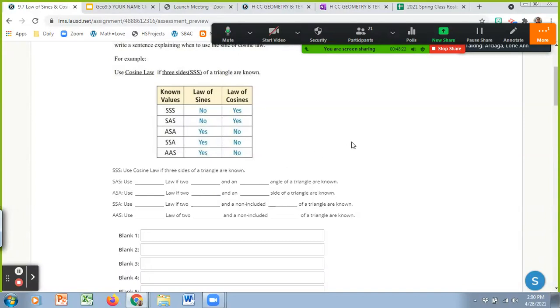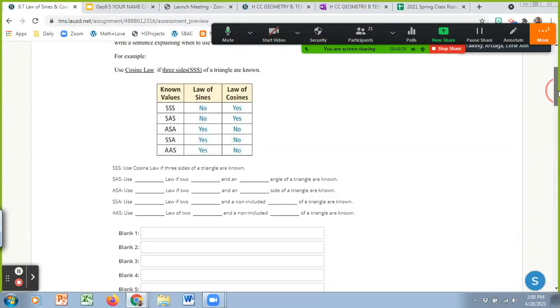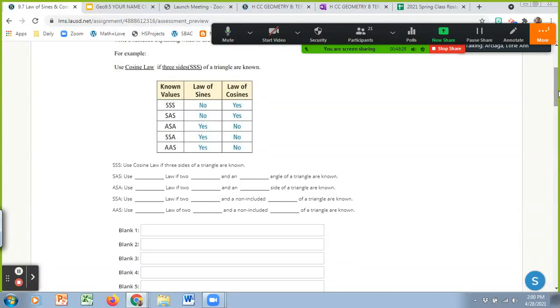Is cosine capitalized? No, it wasn't case sensitive. Yeah, it wasn't case sensitive, and it doesn't have an S either.